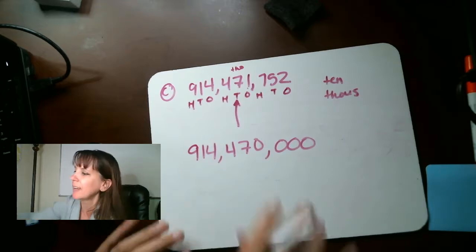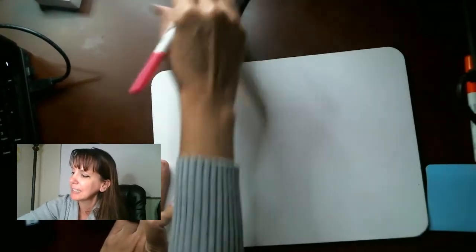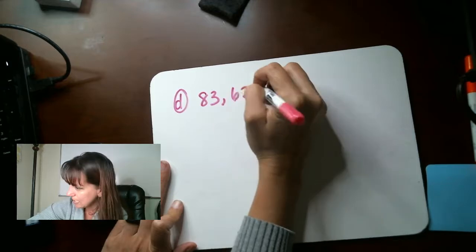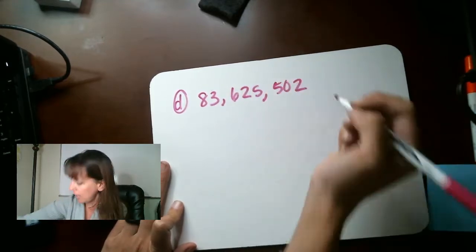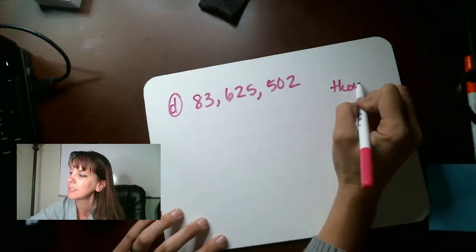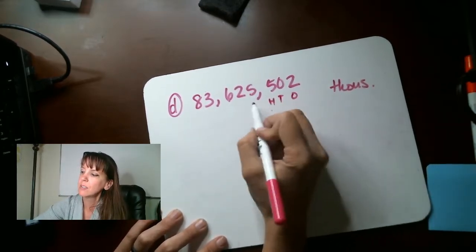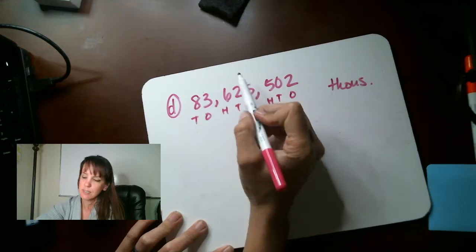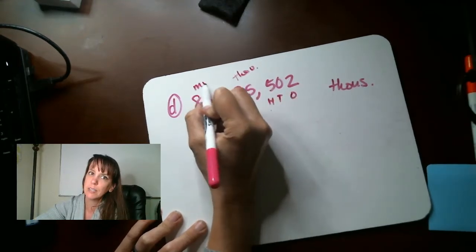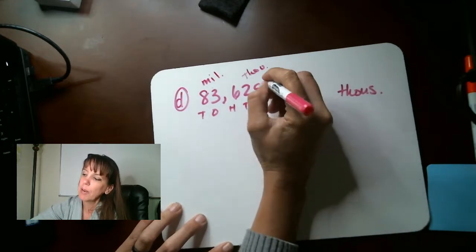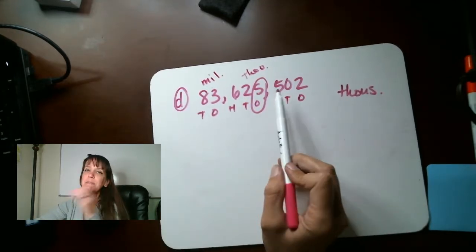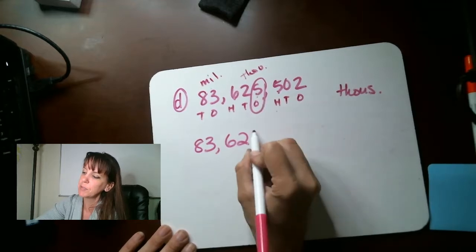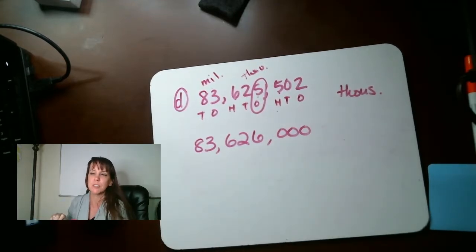Excellent. All right, for D, our final question, we have 83,625,502, and we want to round that to the nearest thousand. Here's our ones, tens, hundreds, ones, tens, hundreds, 1, 10, and we don't have any hundreds. This is our thousands, this is our millions. That means we're rounding to this position right there. We look here, and that is a 5, which means we need to boost our number up. So it's going to be 83,62, and instead of 5, we boost it up to 6, and then we put a bunch of zeros in. That is your correct answer.